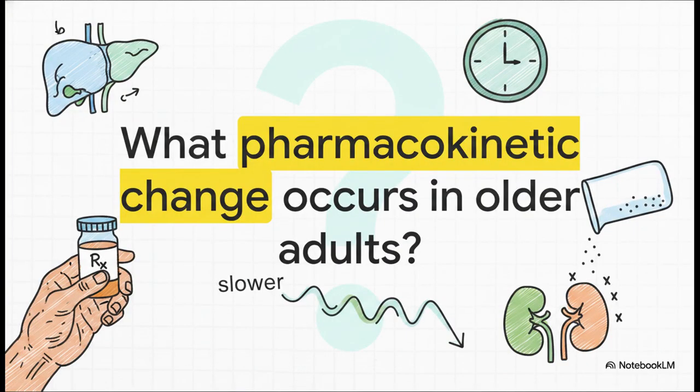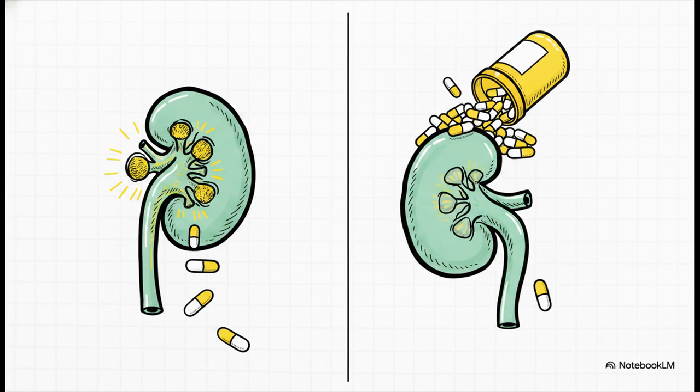Let's do a quick active recall pause right now to mimic your real exam environment. How does aging specifically alter this excretion process we just talked about? Take a second and think about it. Got it? So the big takeaway here is that older adults literally have fewer intact nephrons in their kidneys. This drastically slows down drug clearance, and it severely increases the risk of dangerous drug accumulation and toxicity.